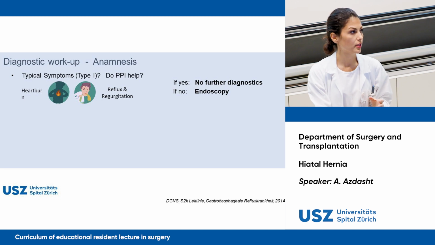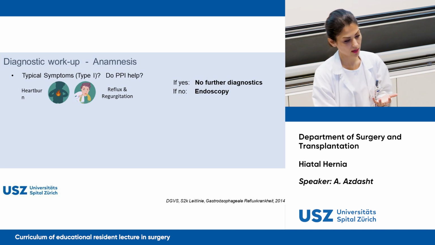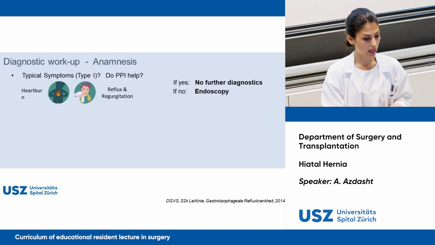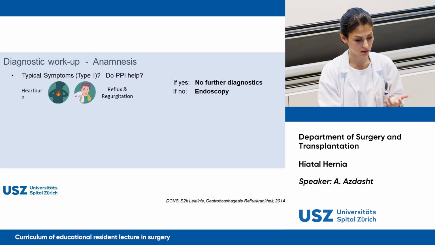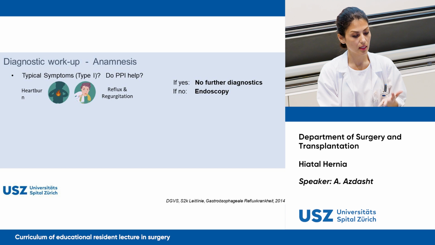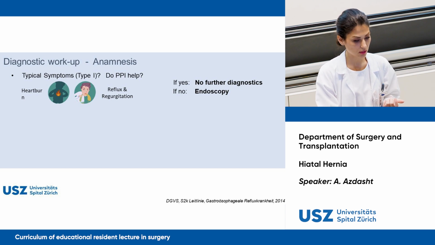So what do we do for a diagnostic workup? First of all, of course, we have to go for the anamnesis. We ask the patient for typical symptoms for type 1. So does he or she suffer from heartburn or reflux or regurgitation? And another very important question is actually, do they take PPIs and do they help? And if these questions are answered with yes, no further diagnostics is needed. But if the answer is no, we should go for endoscopy.